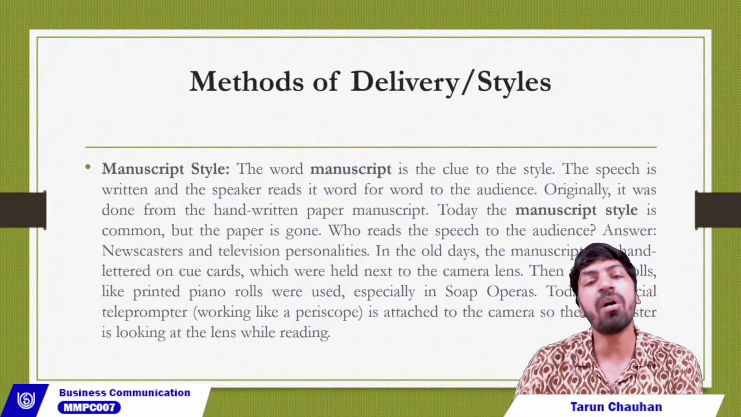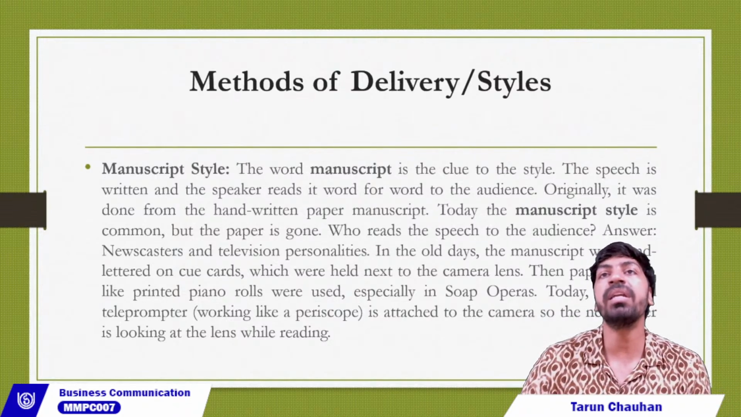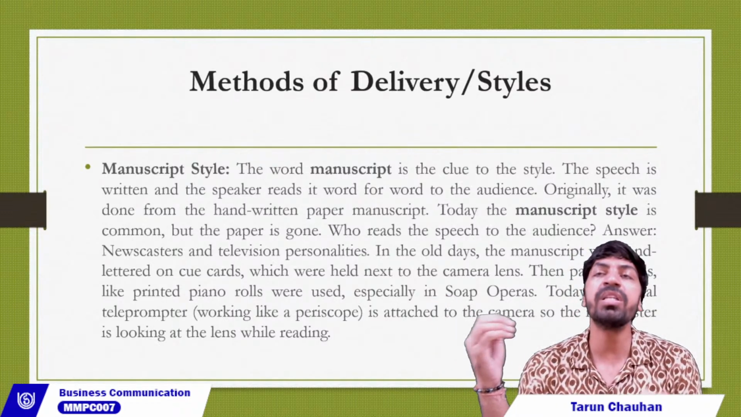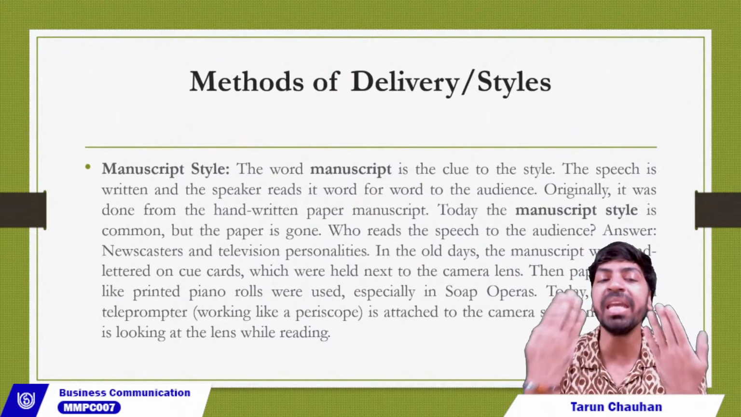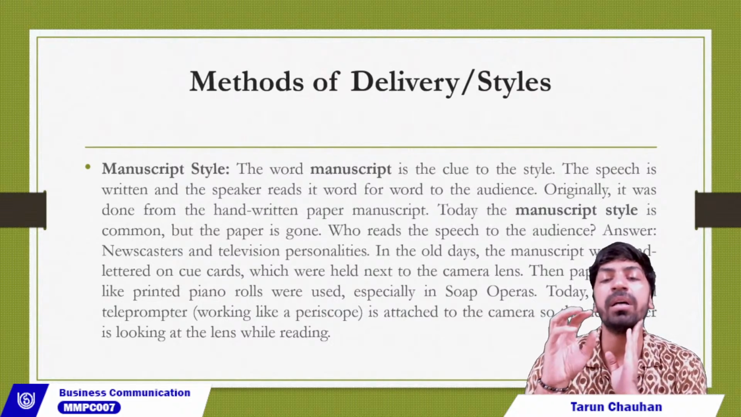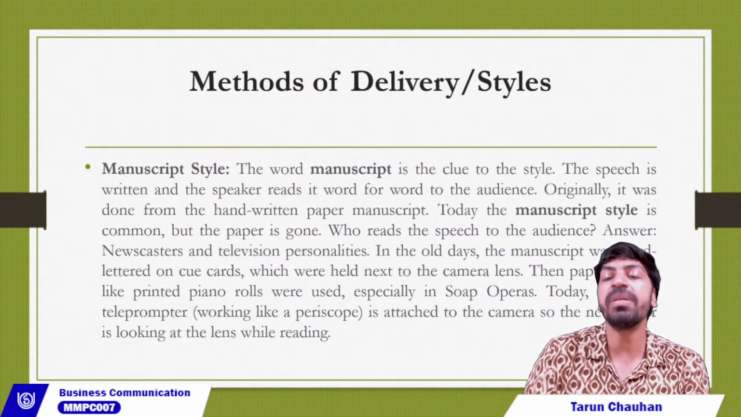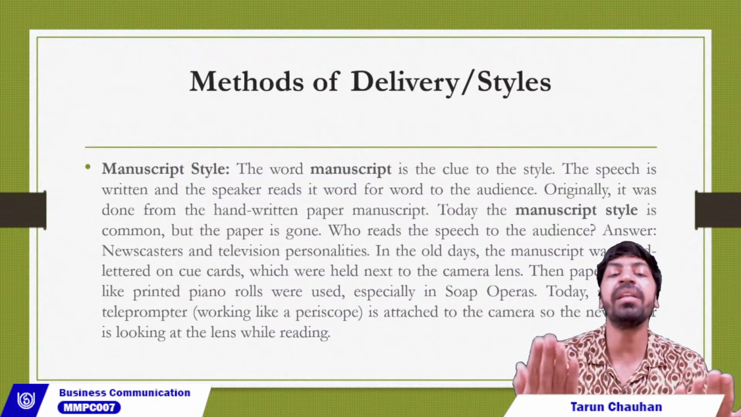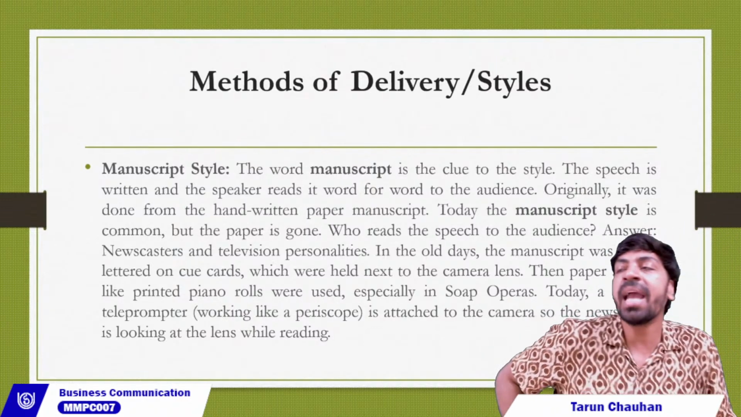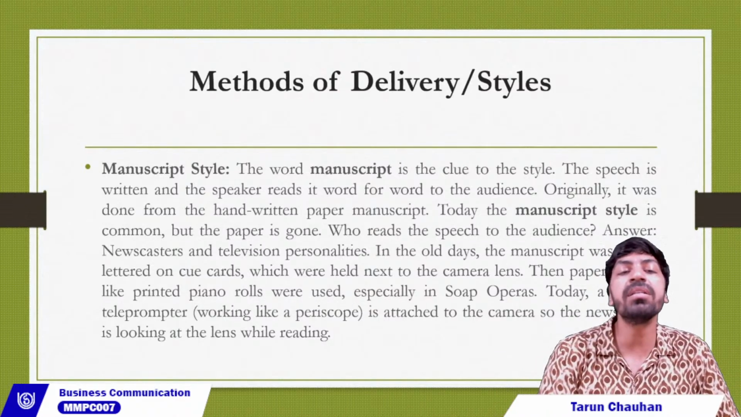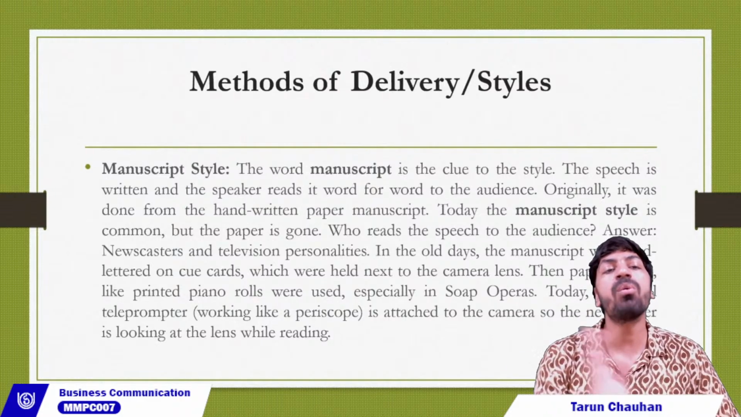So who reads the speech to the audience? There are newscasters or television personalities who always read the manuscript, the letters given on cue cards or on the wall, and through the camera lenses they can read and speak in front of the audience on news channels. A special teleprompter, which you can call a periscope, is attached to the camera so that the newscaster is looking at the lens while reading. Whatever they would like to speak, the manuscript is screened at the camera lens, and automatically the newscasters and television personalities can read, and accordingly they speak. So this is called the manuscript style.